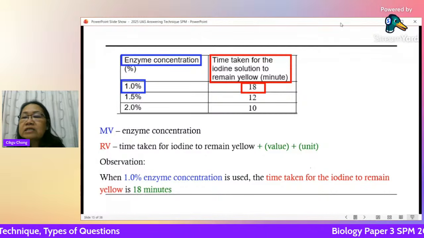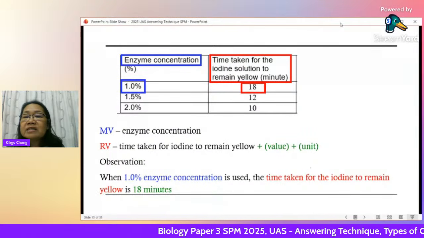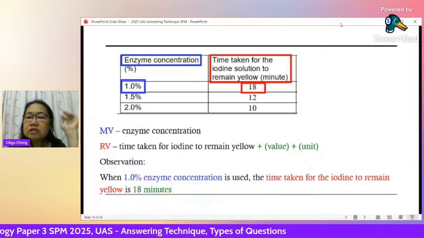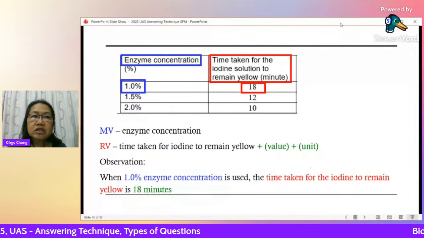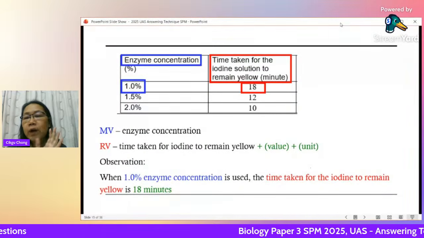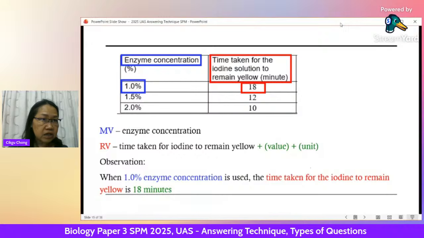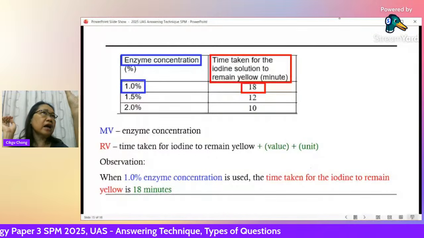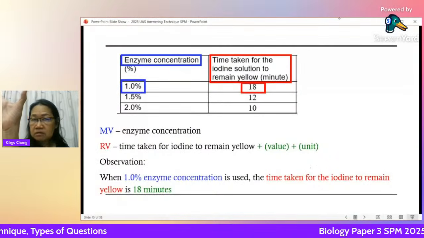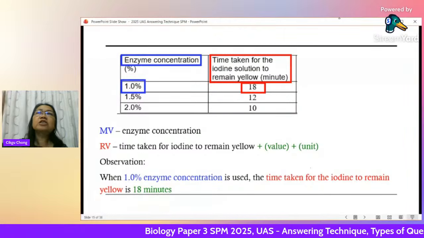Yes. For example, can we write like use different concentration of enzyme? This one is for method to handle. For which one, Gabby? You're talking about the procedure, is it? If you say different concentration of enzyme in the procedure, you must mention what the different concentrations are. If it's way to handle the variable, in the table you say MV is concentration of enzyme. Method to handle, you say use different concentration of enzyme.